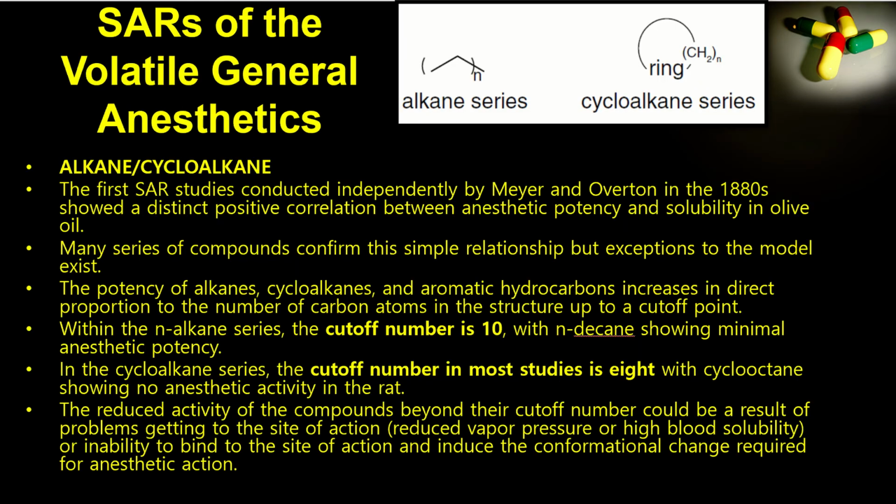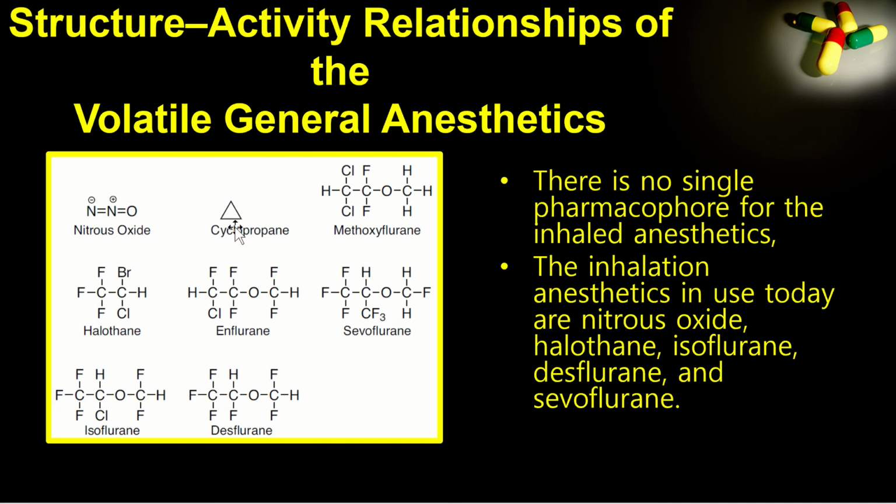So let's look at the studies that were done to relate structure to activity. So firstly, let's talk about alkenes slash cycloalkenes, right? So we know what our alkenes look like. We know that our cycloalkenes are rings. So as I mentioned earlier, this is an example of a cycloalkene, and this is an example of a derivatized alkene here.